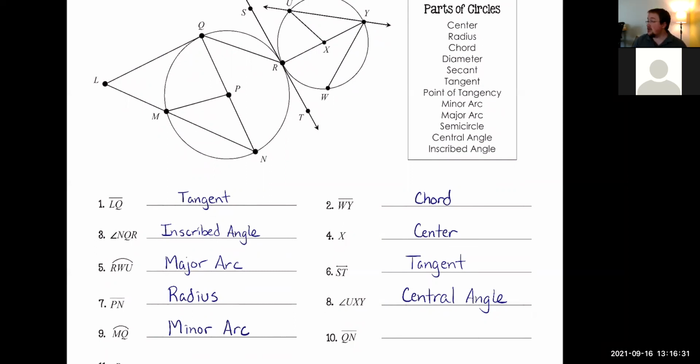It is a diameter. So technically, if you said it was a chord, I'd say you're not wrong. But because it's a chord that also goes through the center, it very specifically is a diameter.